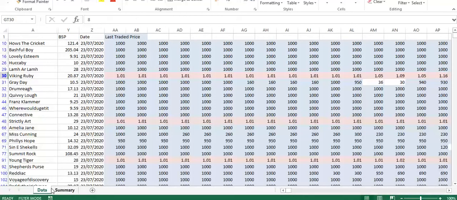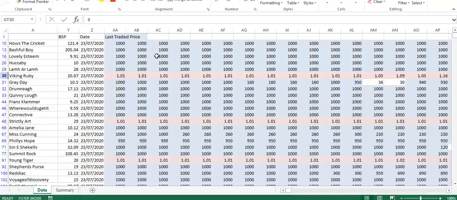So I've created two tabs within this separate worksheet here. The first tab, data, is basically the export that I've just shown you with some columns removed and hidden. And then I've got a summary table, which I'll come on to in a moment. So you can instantly see the colors. That's the first thing that stands out.